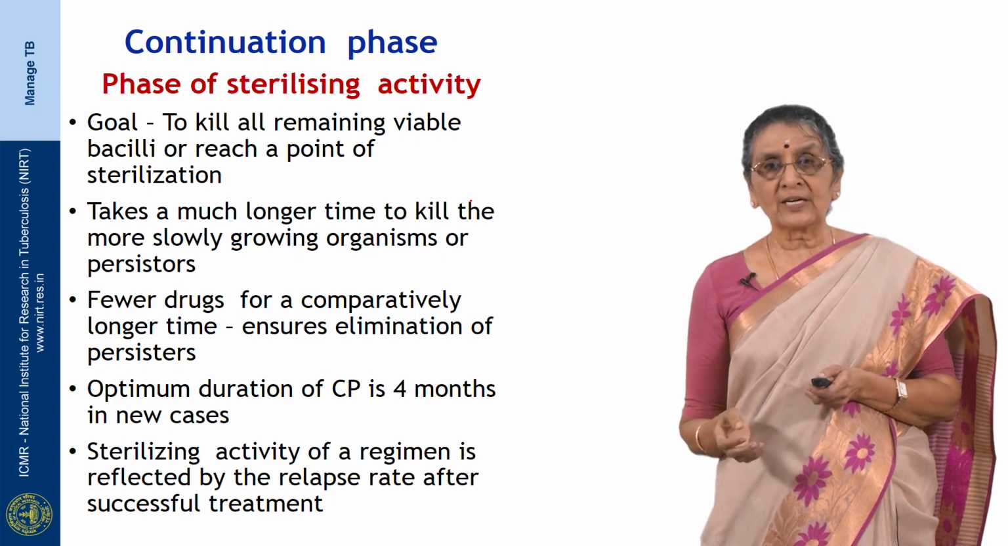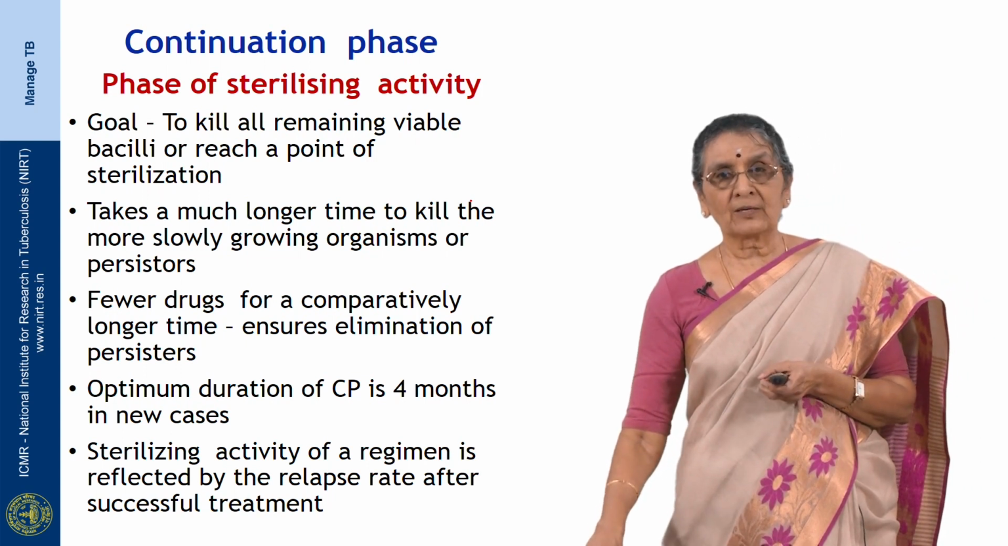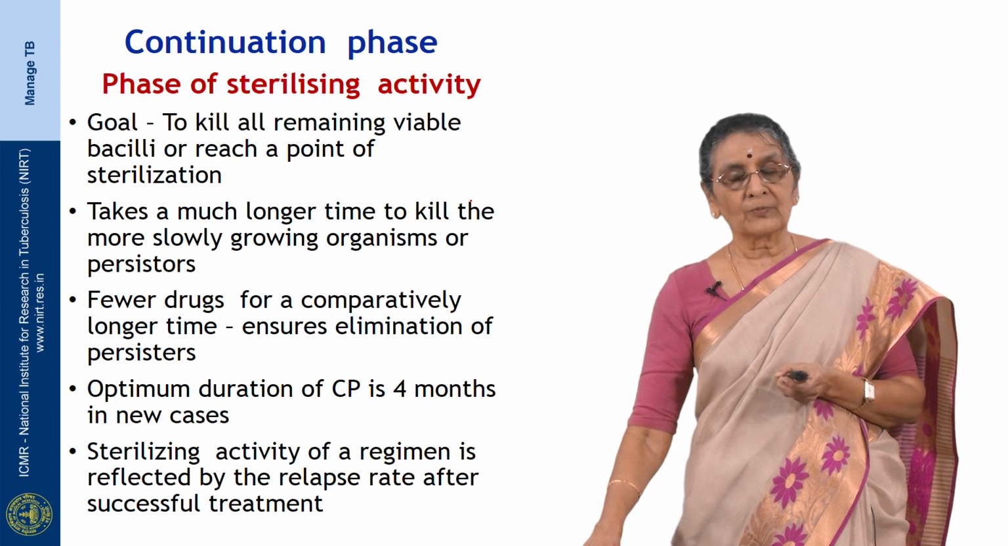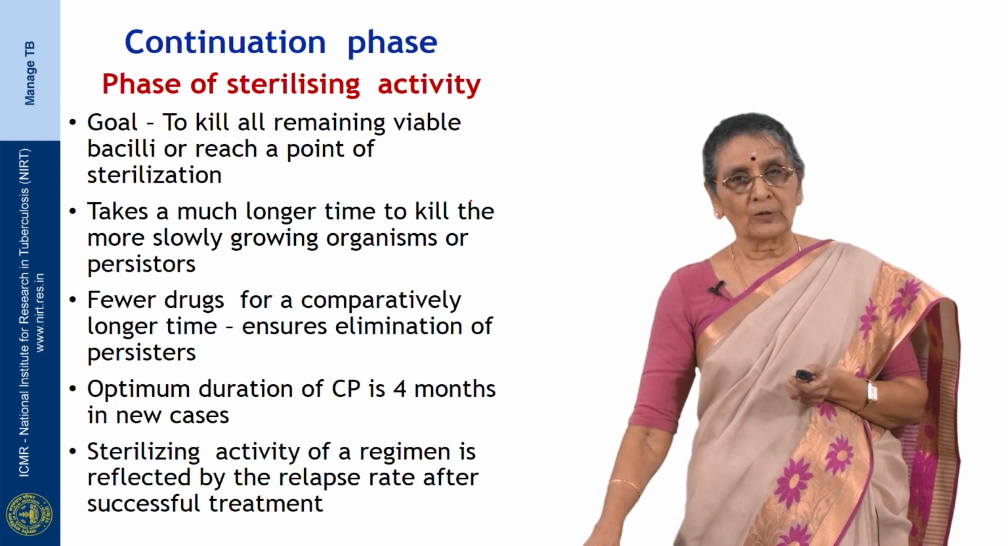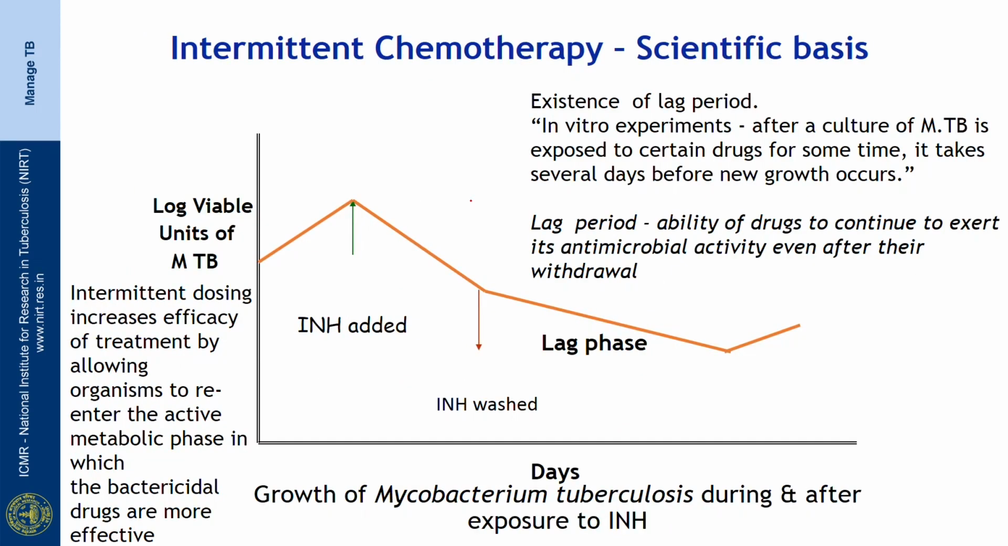Now, sterilizing activity of a regimen is reflected by the relapse rates after you treat the patient after they are cured. In the earlier years, we used to give treatment intermittently, that is thrice weekly or twice weekly. How is it possible to give 4 drugs thrice weekly? What is the scientific basis for this?